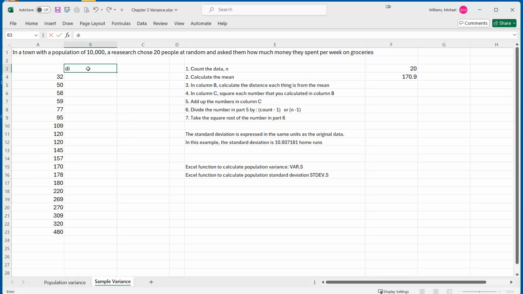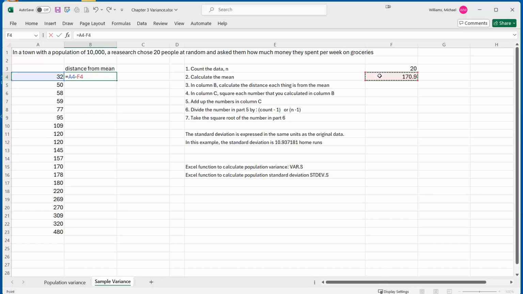Now we need to create a column, distance from mean, right? Distance from mean. So what do we do? Equals, this is going to be negative. This is the person. I don't know how they only spend $32 on groceries. Maybe they eat out all the time. So take that number, subtract the mean, which is over here.